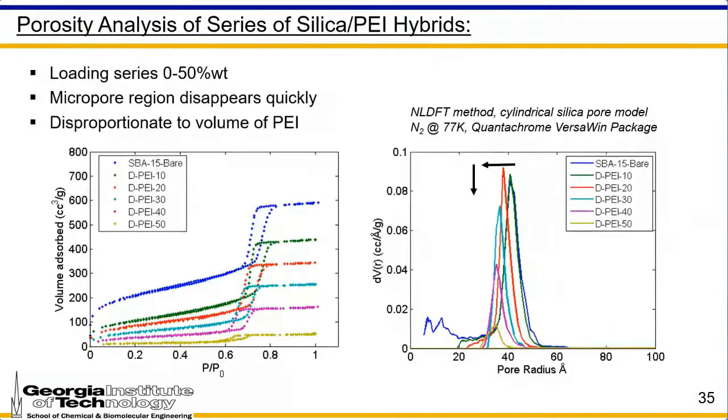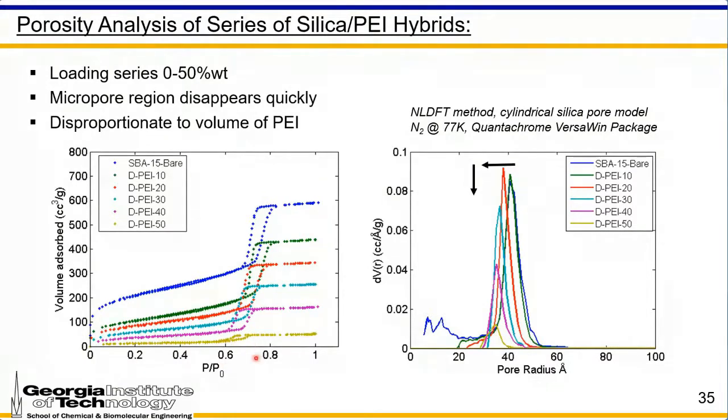Now, if we were smart enough, we would have figured out the answer just by analyzing these data from our nitrogen physisorption instrument. So in this case, we are looking at the disappearance in the porosity of the SBA15 as we load in more PEI. You see, even at 50 weight % loading, we have a little bit of mesoporosity.